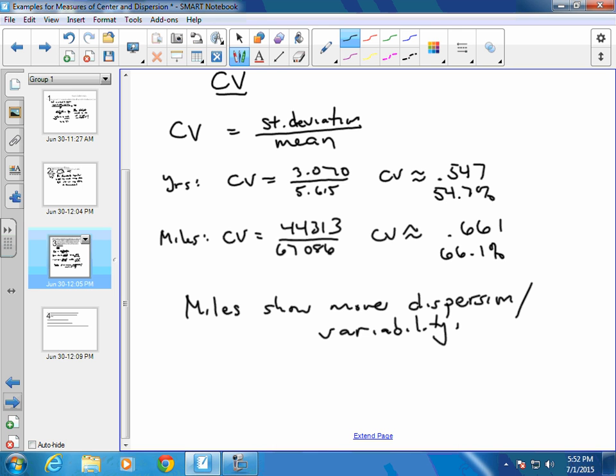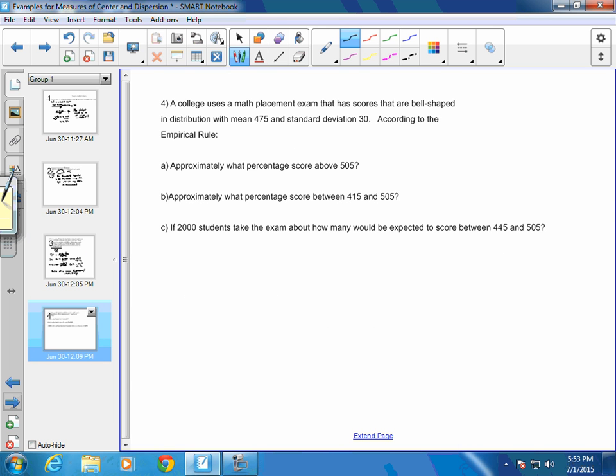And again, the CV there is used oftentimes when you're dealing with two different data sets, or completely different units of measure, in order to compare the general variability. All right, so the last one we've got here.